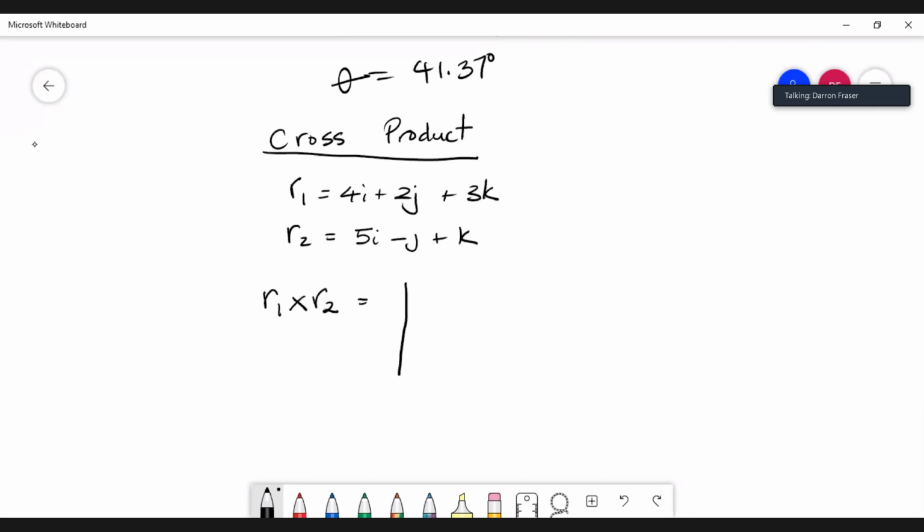as a determinant. I, J, K, and then the next row is made up of the components of R1, which is 4, 2, and 3. And the next row is made up of the coefficients of R2: 5, negative 1, 1. But remember how to find the determinant of a 3 by 3?